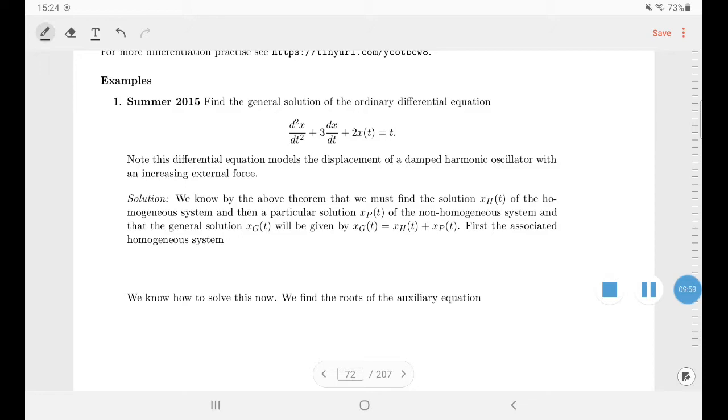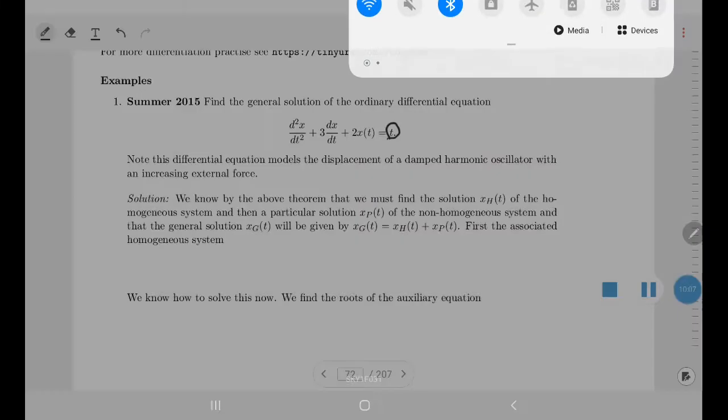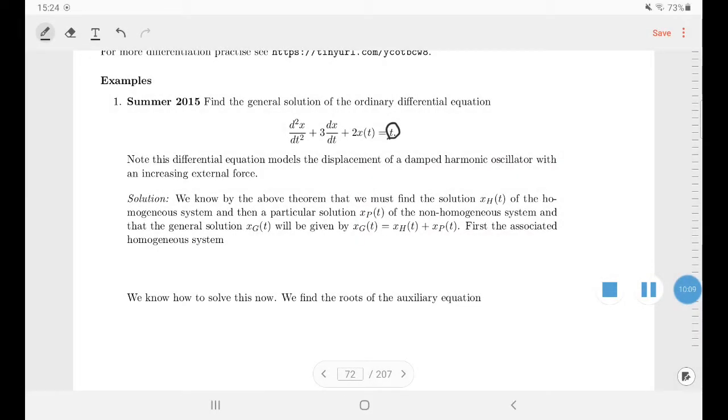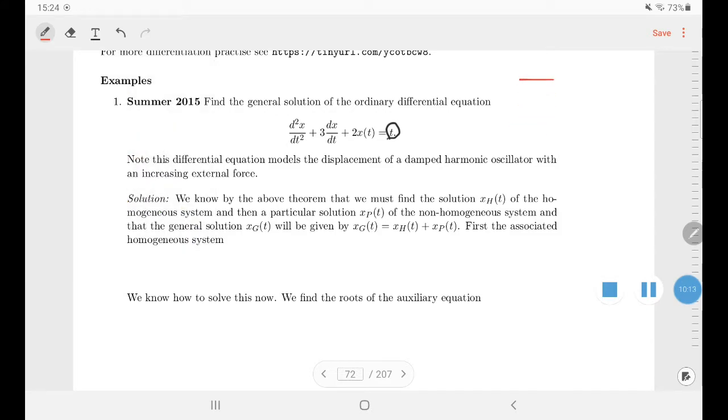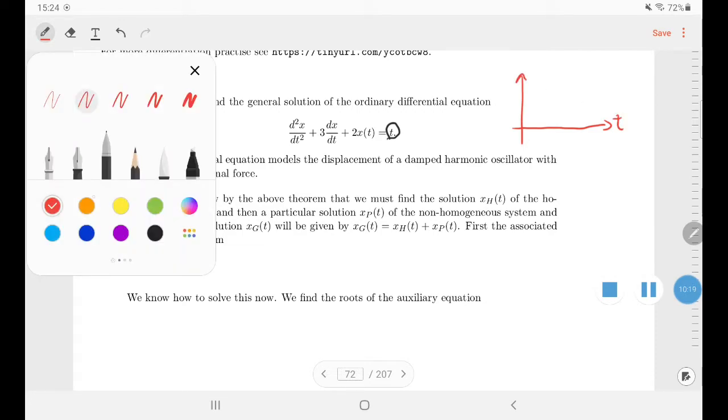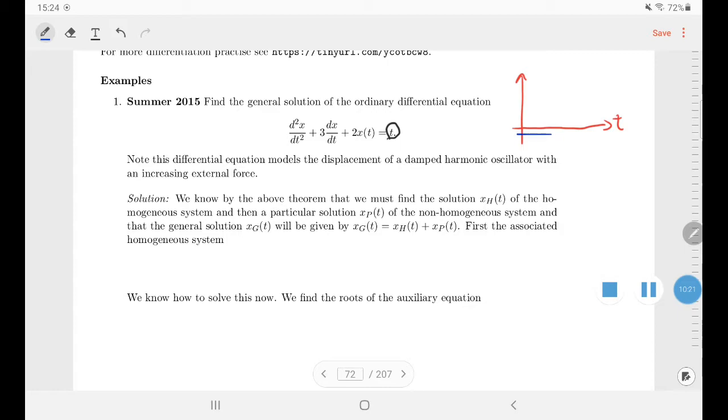Now the weird thing here is that t is time, but here the force doesn't have units of time. This is a force. And the value of the force, the magnitude of the force, just happens to be the same as the time. So the force looks something like this. Okay.